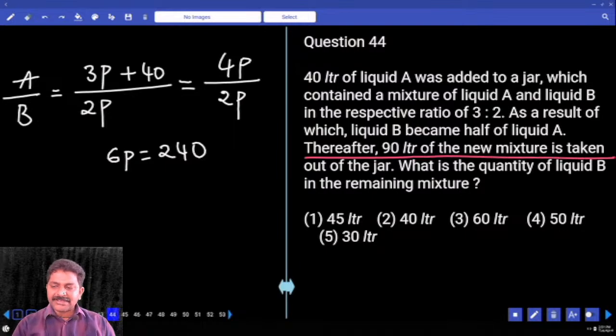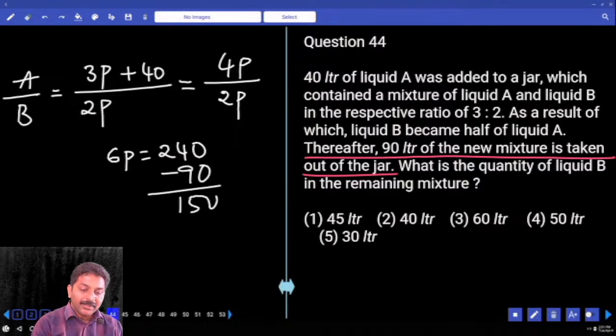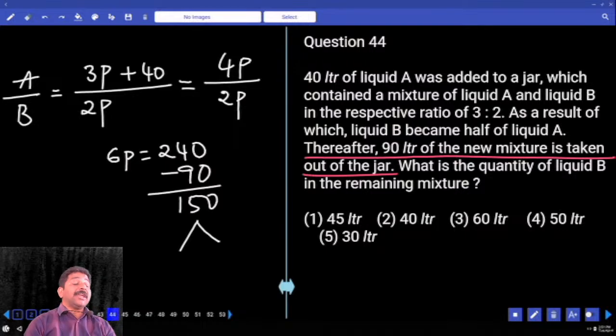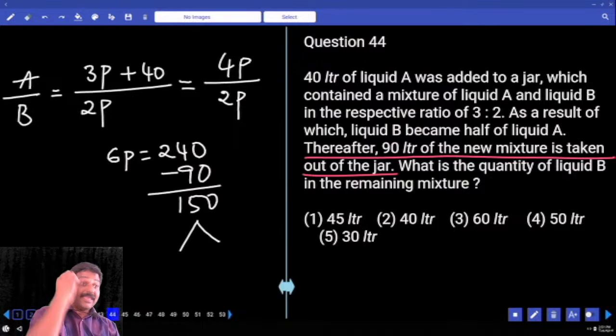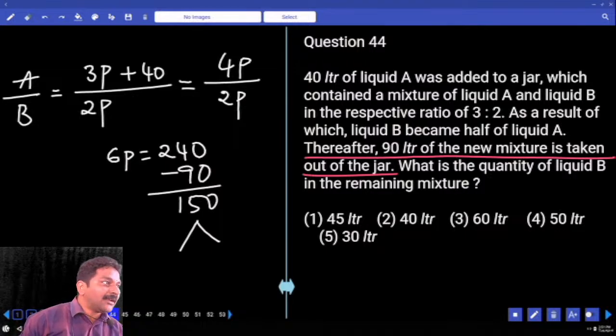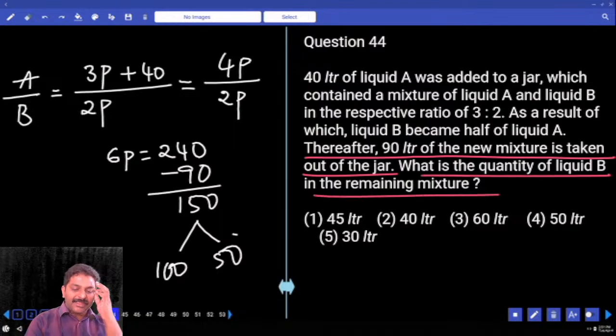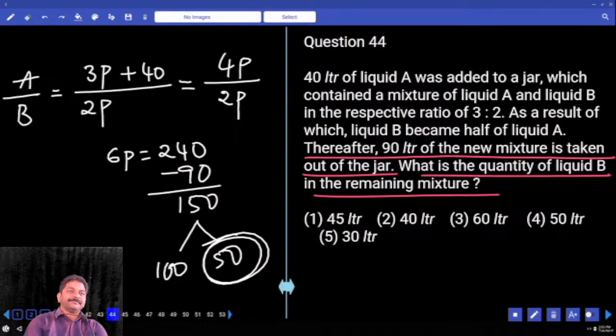Thereafter, 90 liters of the new mixture is taken out from the jar. At present, what does the new container contain? 240 liters. How much quantity is taken out? Then how much is left over? 150 liters. In this 150 liters, what type of quantities will we have? A and B. In what respective ratio? 2:1. That means 100 liters of liquid A, 50 liters of B. What is the question? What is the quantity of liquid B in the remaining mixture? Which is 50 liters.